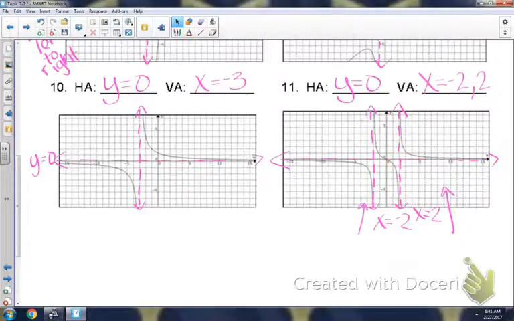Okay, so that's dealing with a rational function. You have horizontal asymptotes and you have vertical asymptotes.